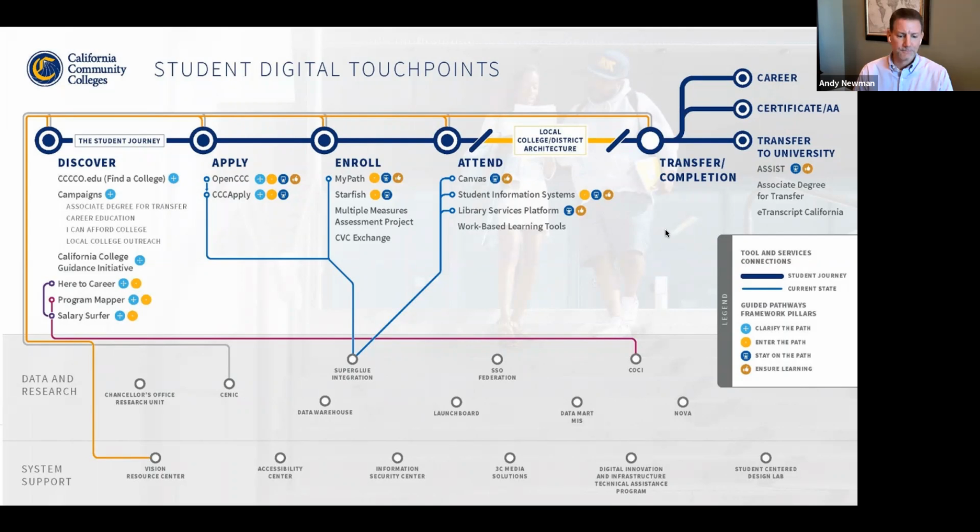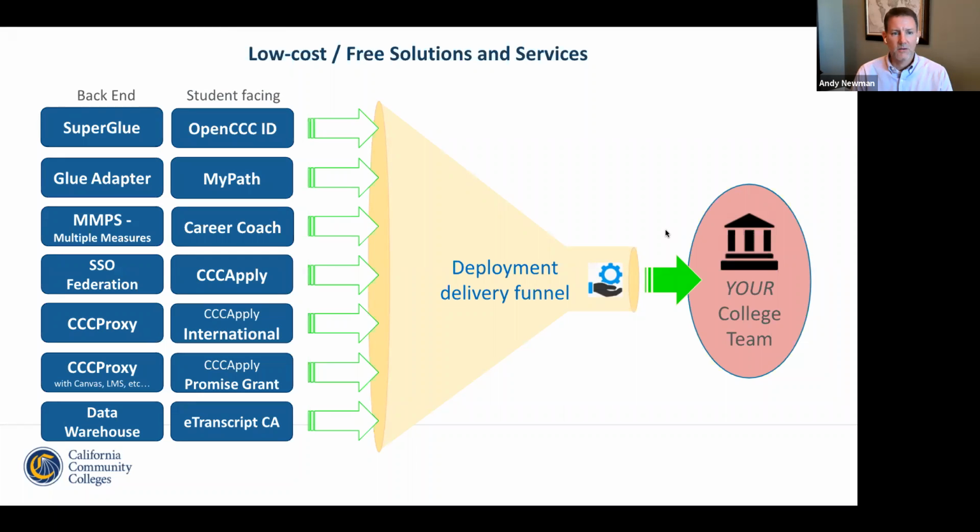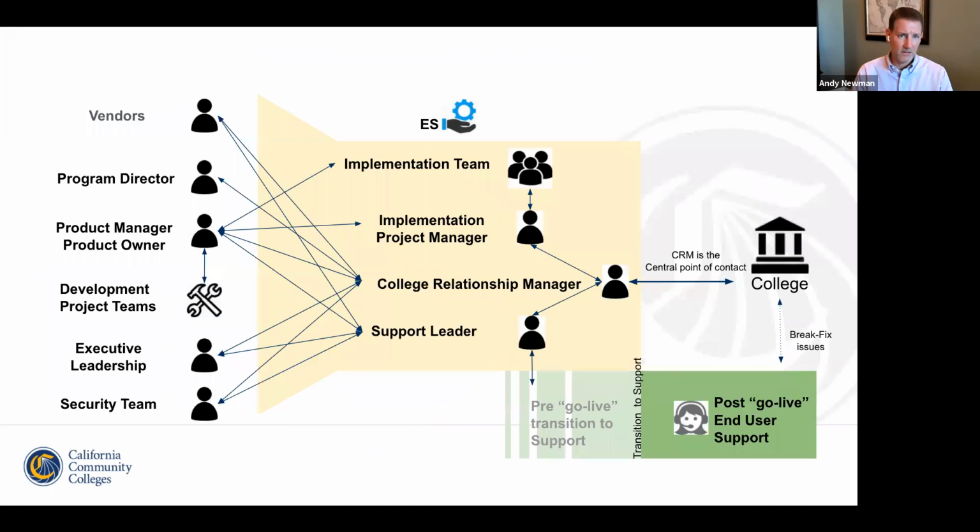So on the next slide, you'll see what we've tried to do with Enabling Services is basically give you a menu. Here are all the solutions that are provided to you at no cost. All you have to do is select one of those, and we will push it through the Enabling Services delivery funnel, so to speak, and help deliver that to your college in the most streamlined and efficient way possible. If you look inside that funnel on the next slide, we'll break it down a little bit.